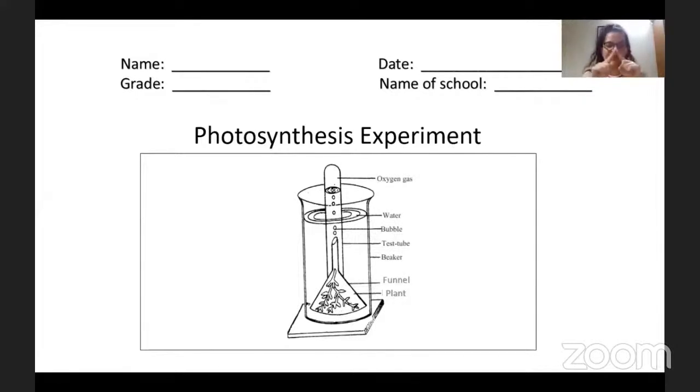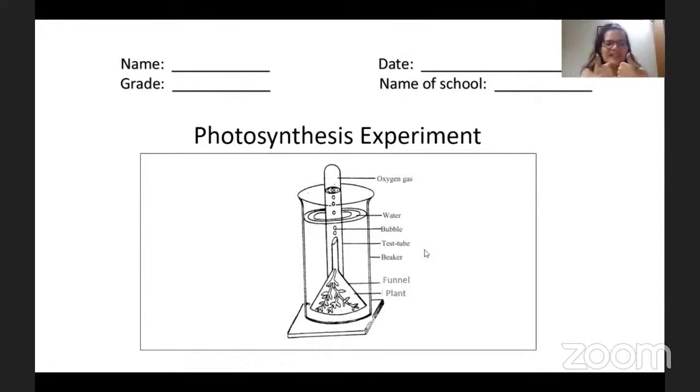Let's start now. Make a rectangular box, like a small table for the beaker. Make your beaker, make the inverted funnel and your test tube inside, any plant inside, and some water. Then make these bubbles, because these bubbles are nothing but oxygen which is being collected at the top. So make sure you have a limit for your water level and show your oxygen gas which is being collected here.